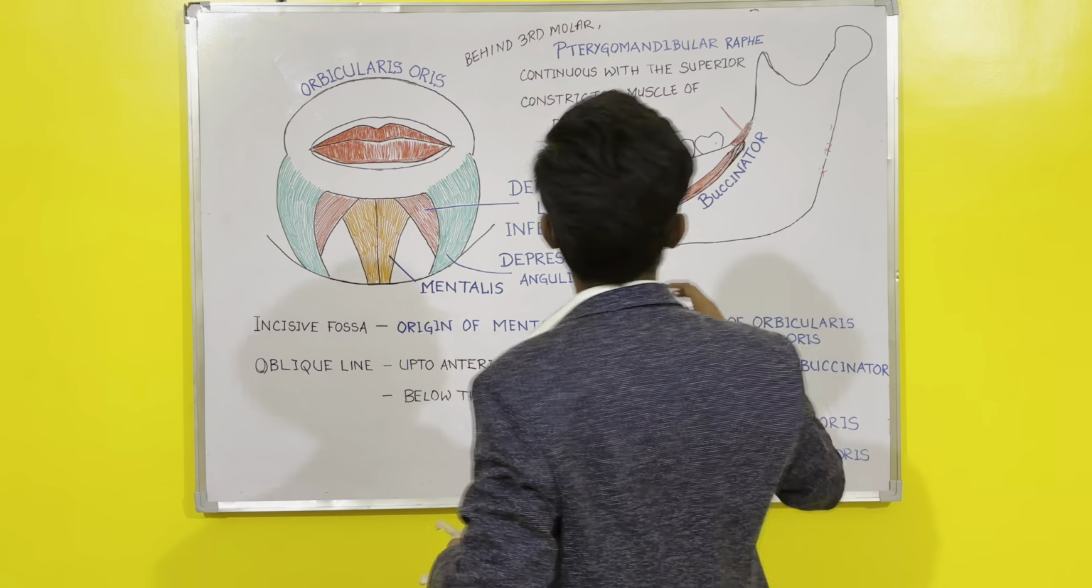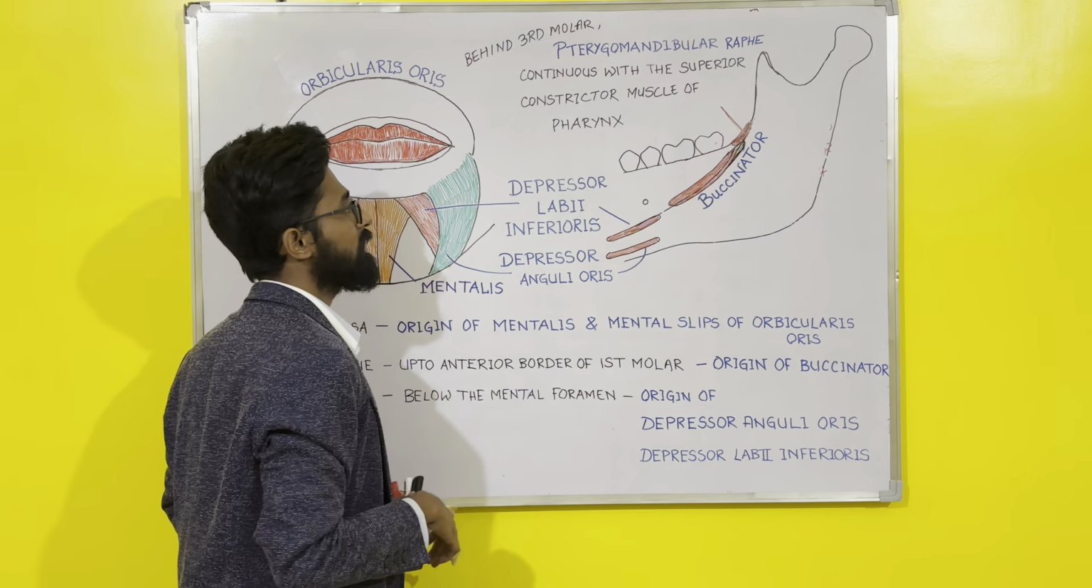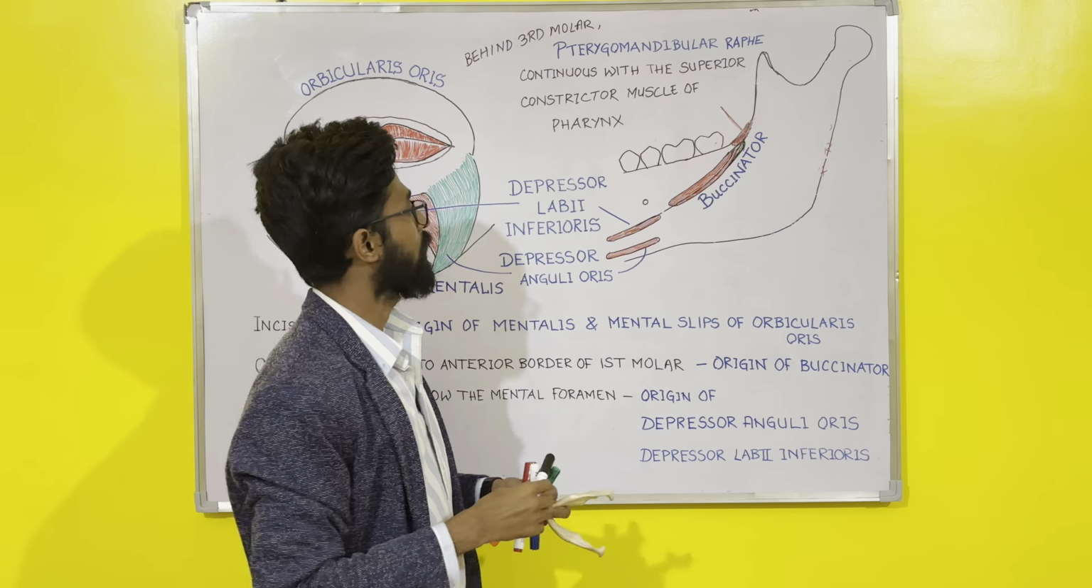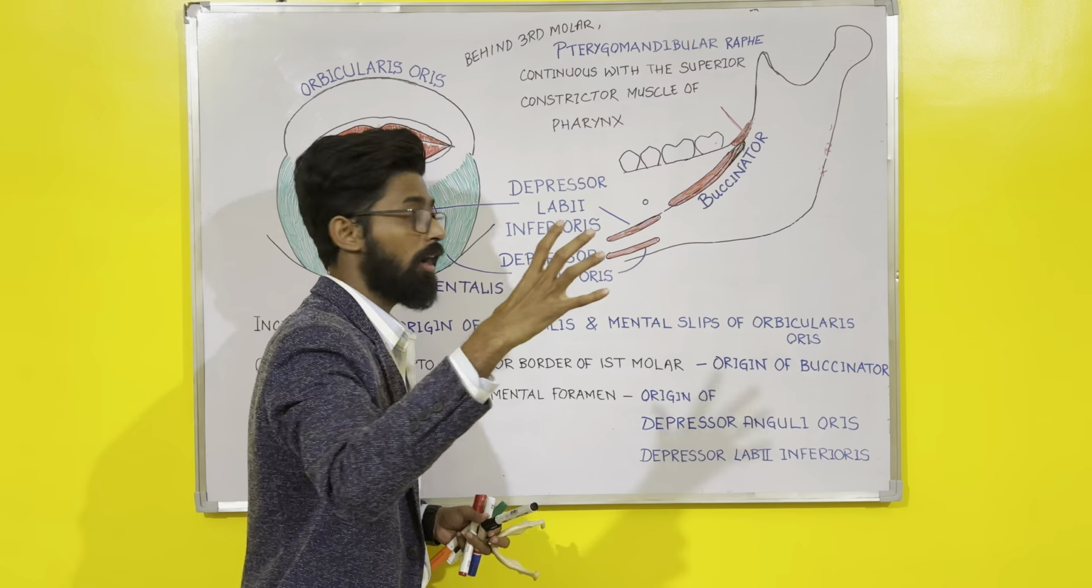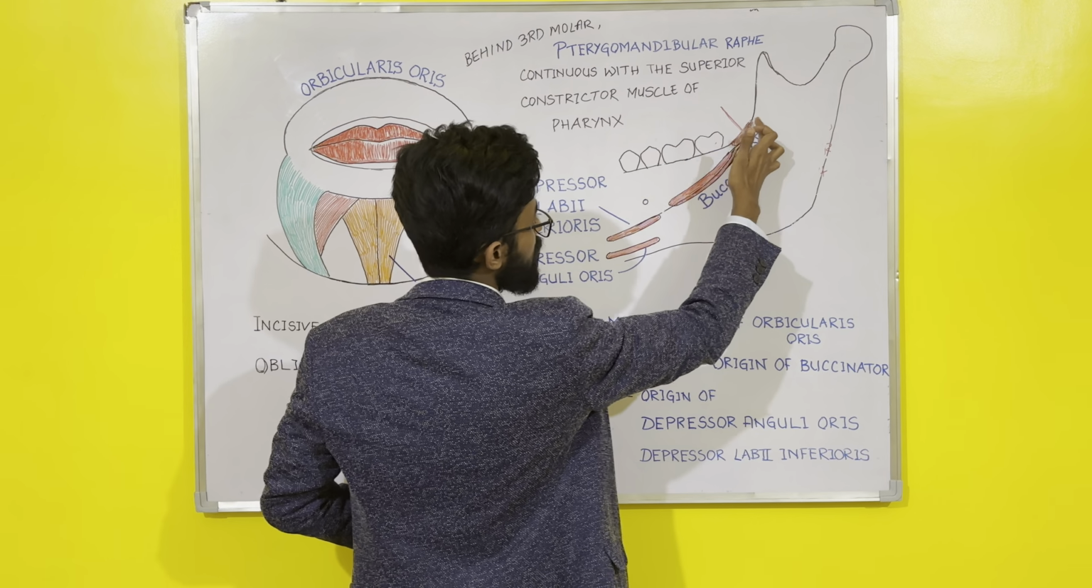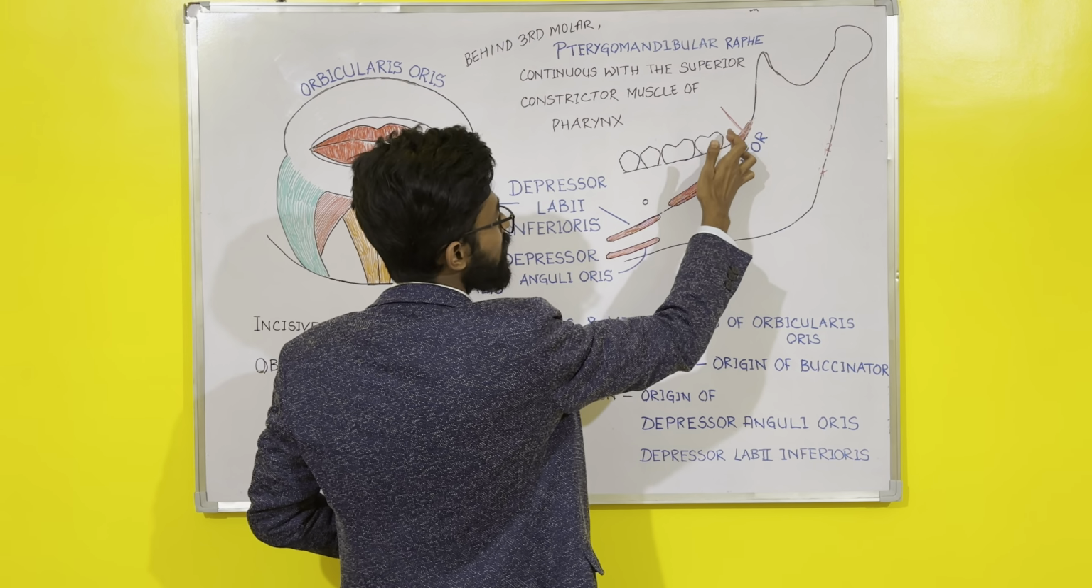One point that I missed mentioning is the pterygomandibular raphe. The pterygomandibular raphe is a muscular structure which is present just behind the third molar teeth.